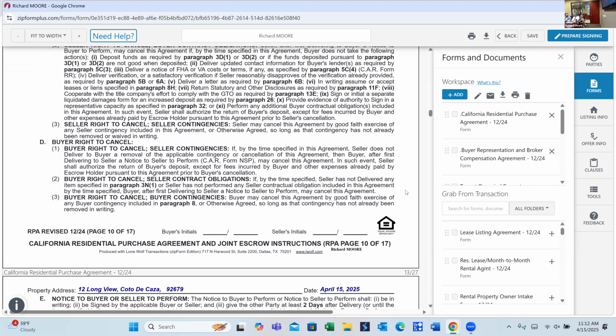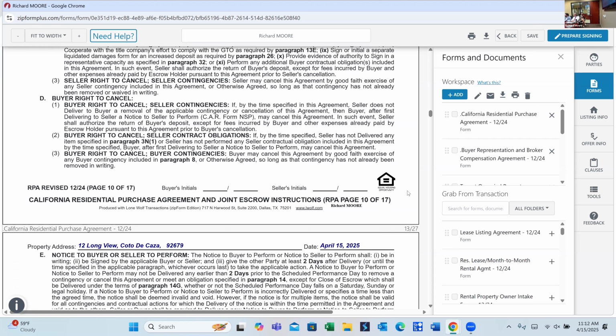And then if all contingencies have been removed, and now the buyer is past the close of escrow date, what can the seller do? Well, they can submit a demand to close escrow. We would never use a notice to perform to force them to close escrow. But when you send a demand to close escrow, they have 3 more days. So you can send it 3 days before the intended close of escrow.